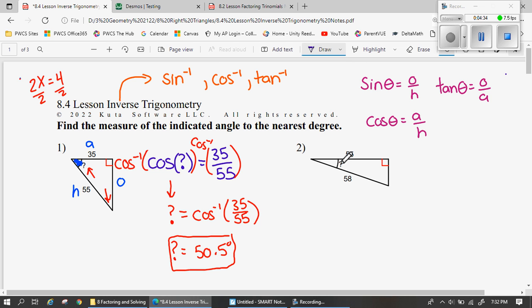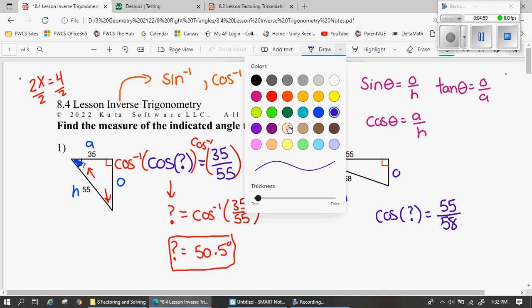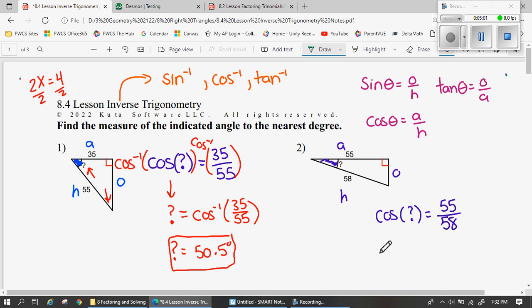So if I look at this triangle, if I want to find this angle, I want to label my sides. There's my hypotenuse, there's my adjacent side, and there's my opposite. And so again, I have a cosine. I know the adjacent and the hypotenuse, so I'm going to set this up as cosine of my angle equals my adjacent over my hypotenuse. And then in order to cancel out that cosine, I'm going to do the cosine inverse of both sides. And those will cancel.